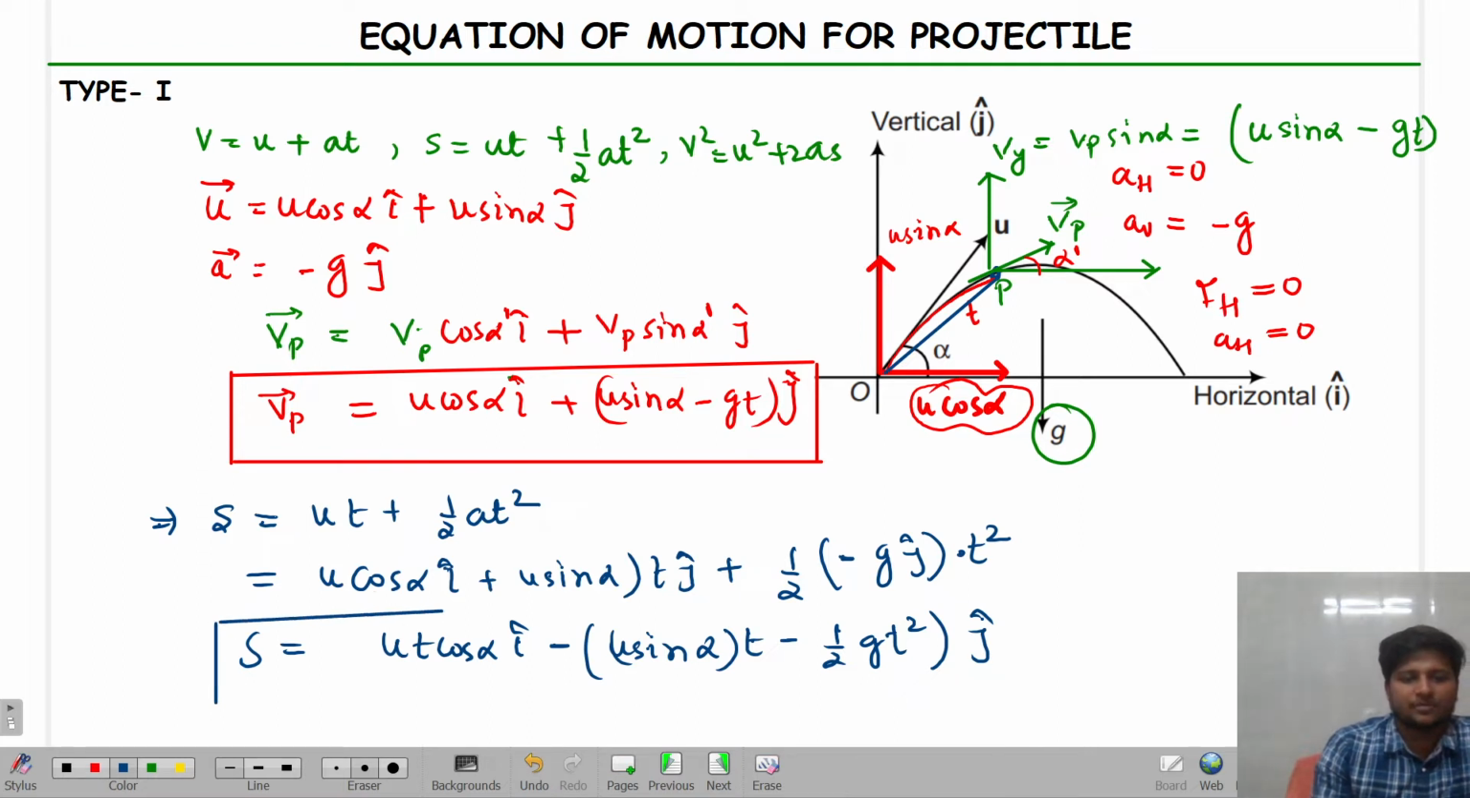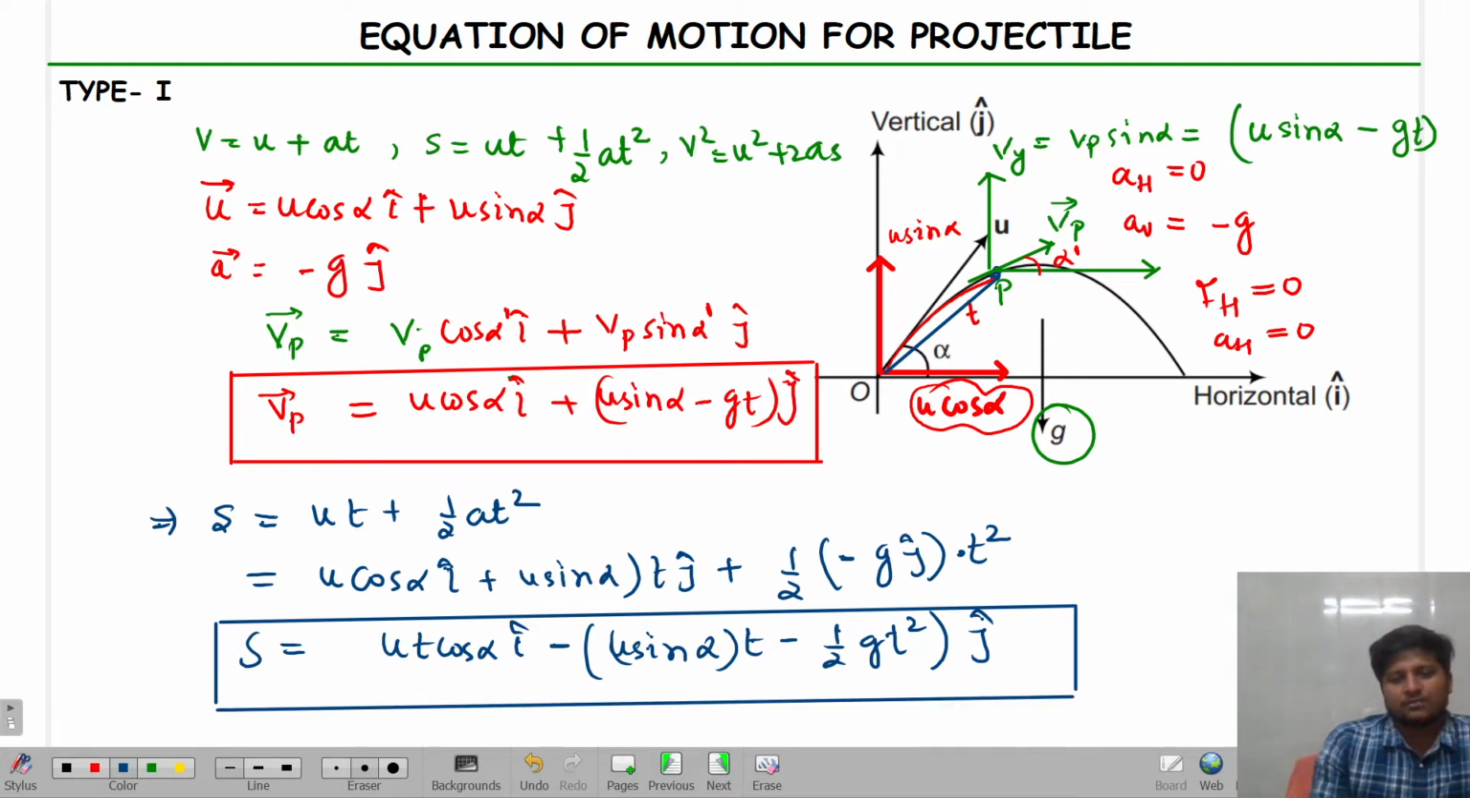projectile motion. Are you able to get me or not? So this is the displacement vector equation for the particle which is following the projectile motion. Are you able to get me or not, everyone? Yes or no? Guys, are you able to understand this? Easy. I'm just using the vectors to write the equation. I'm just using the formulas which were written initially. I'm just utilizing that. Okay.